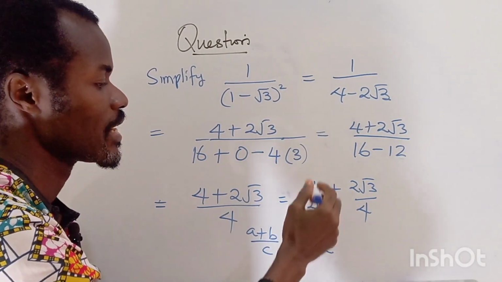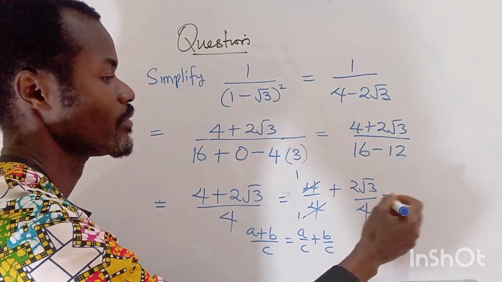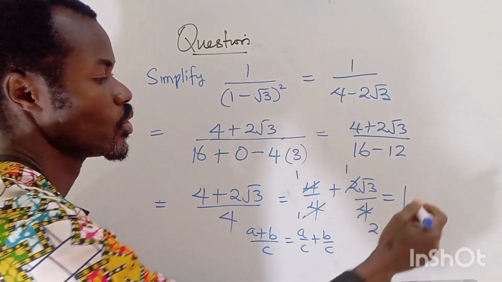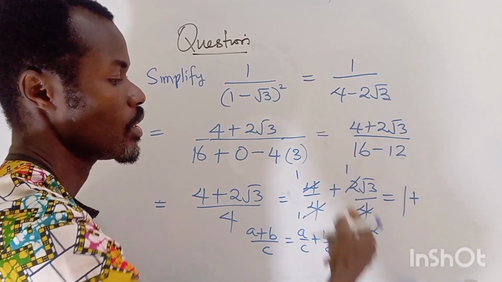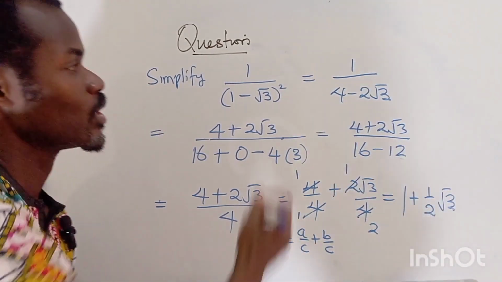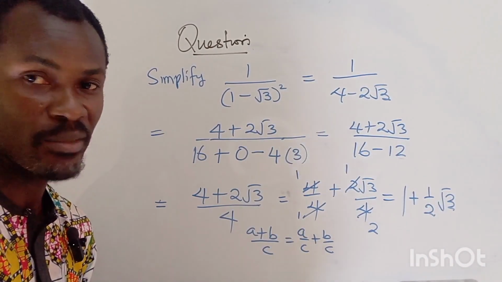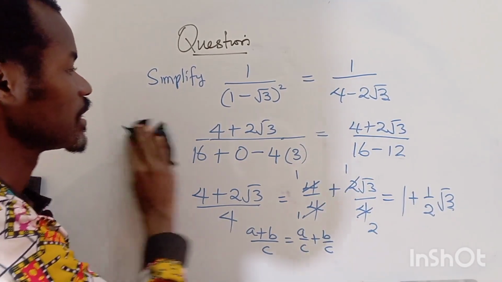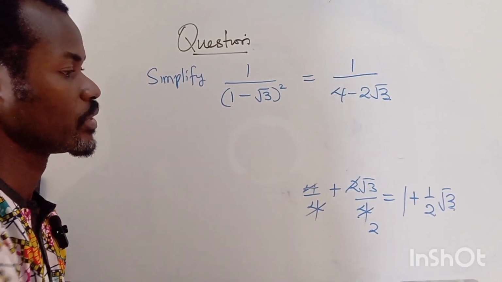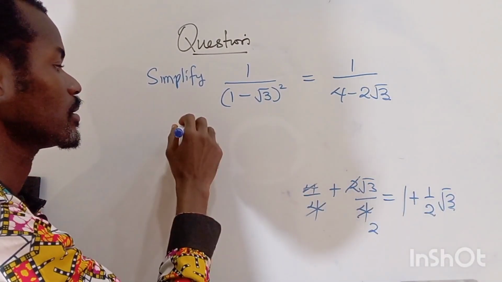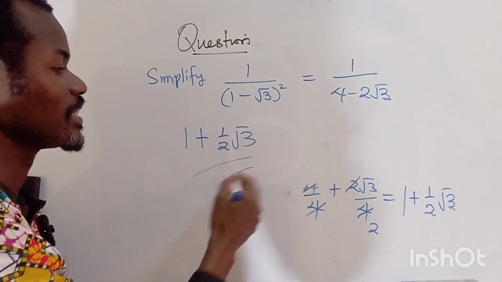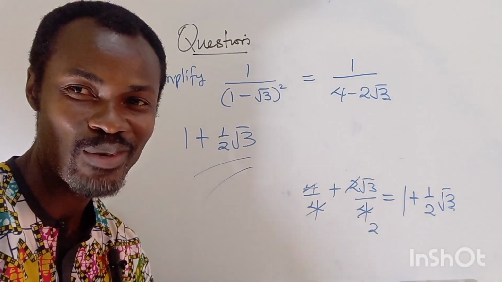So this can cancel out. This is 1, 1. So we have 1. Now 2 into this is 1, 2 into 4 is 2, so we have 1 plus 1 over 2 root 3. So our answer to this problem is simply what we have finally on the board, which is 1 plus half root 3. So this gives us the solution to this problem.